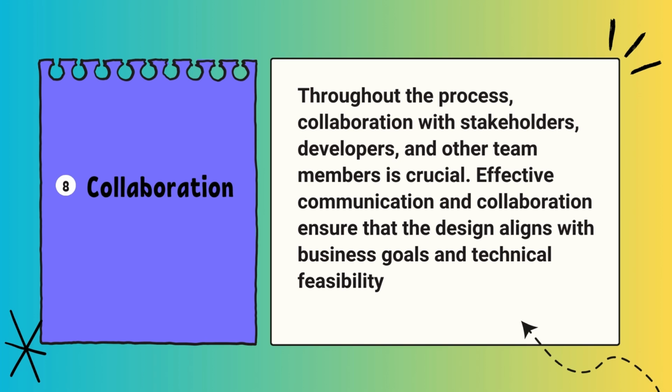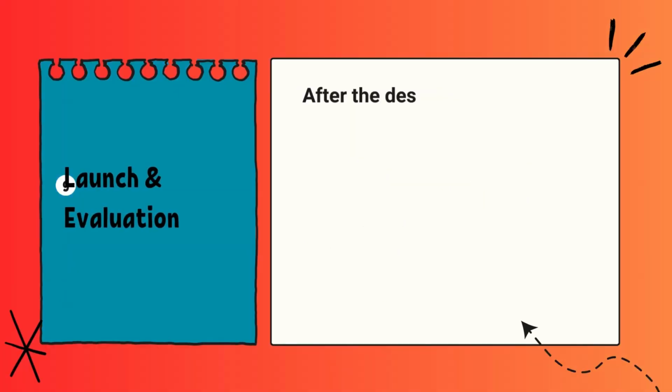Collaboration. Now, throughout the process, collaboration with stakeholders, developers, and other team members is crucial because effective communication and collaboration help to ensure that the design aligns with business goals and technical feasibility.